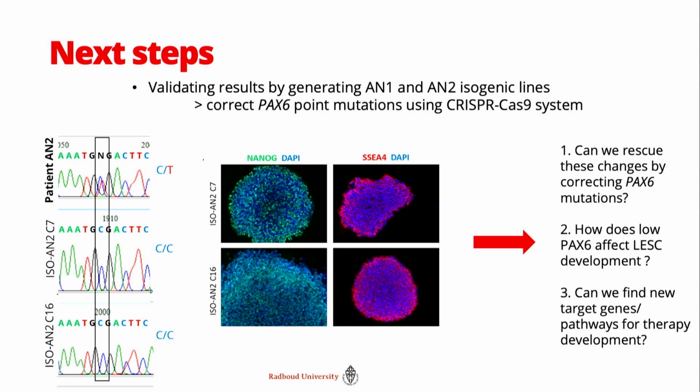And then we can answer these questions. Can we rescue these changes by correcting the mutations? How can lower PAX6 really affect this process and affect limbal stem cell development? And can we actually find target genes or pathways, like was shown before, for therapy development? So then the second study, now we're going into the fruit bowl.